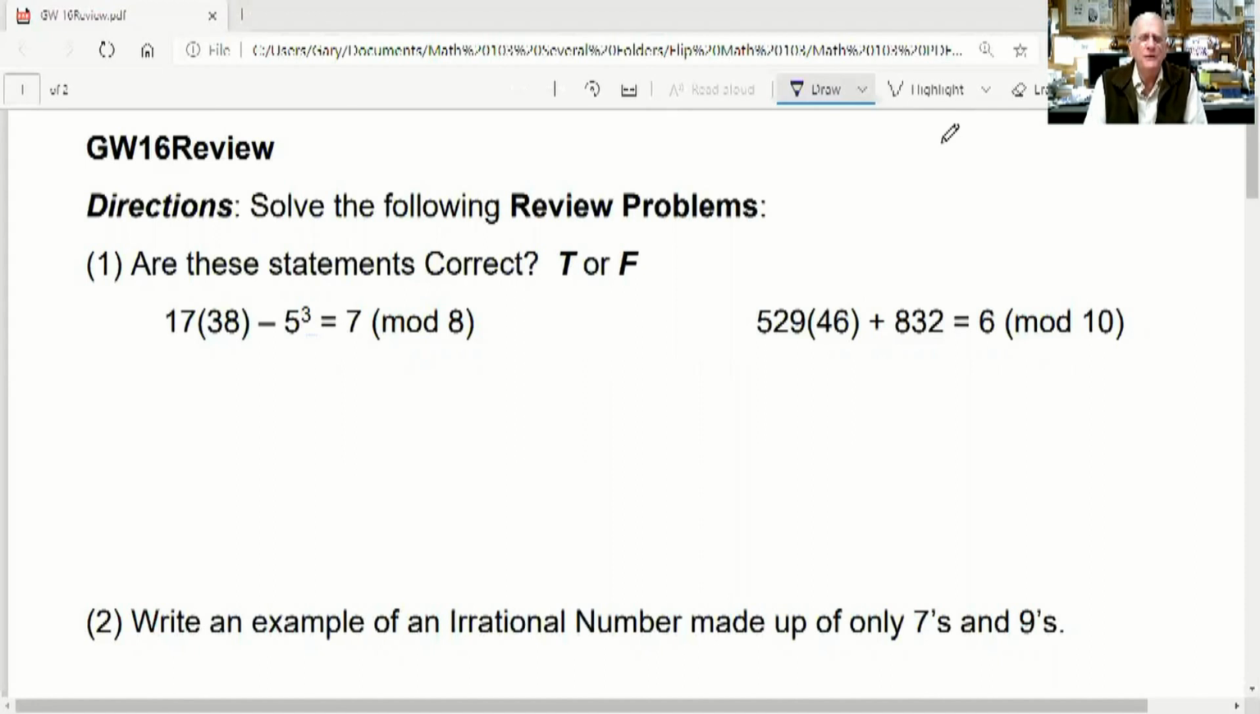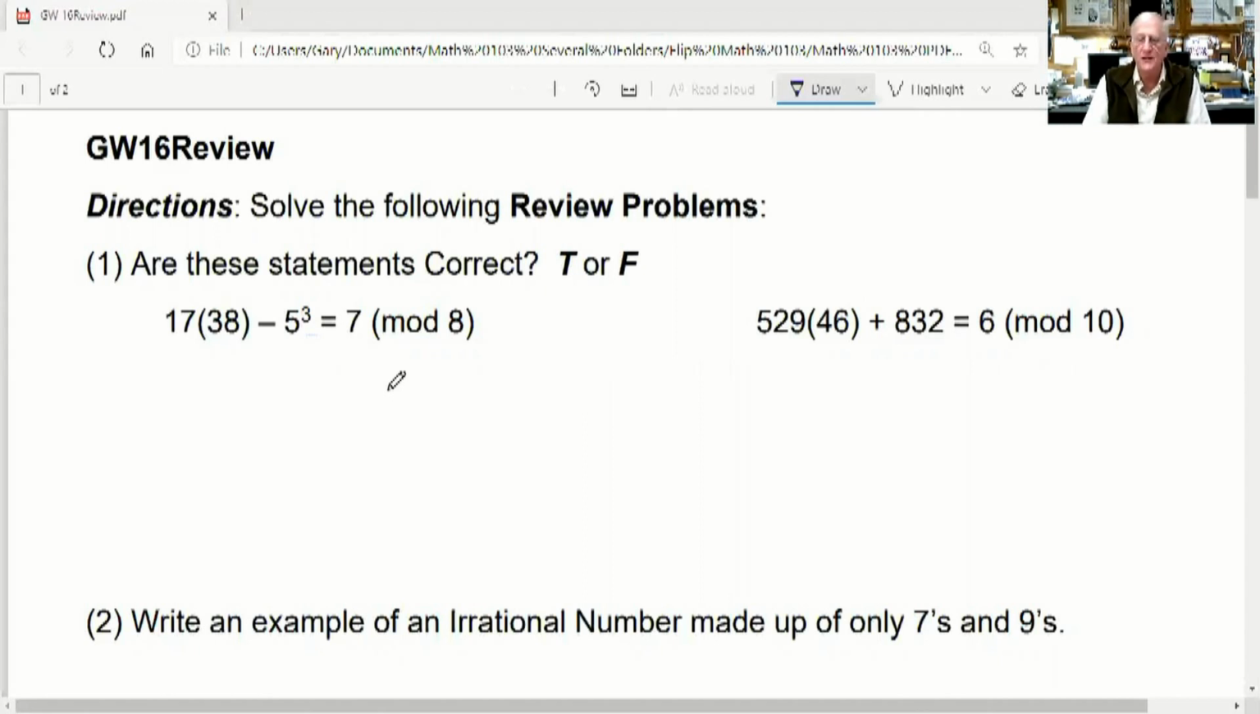So I'm going to go through this stuff rather quickly, but slow enough that hopefully you can get a good idea to make sure that you understand what we're doing. So with no further ado, let's get started. All right, I'm going to start with the first problem. Are these statements correct? Are they true or false? And we're going to determine whether or not they're true or false by obviously working them out.